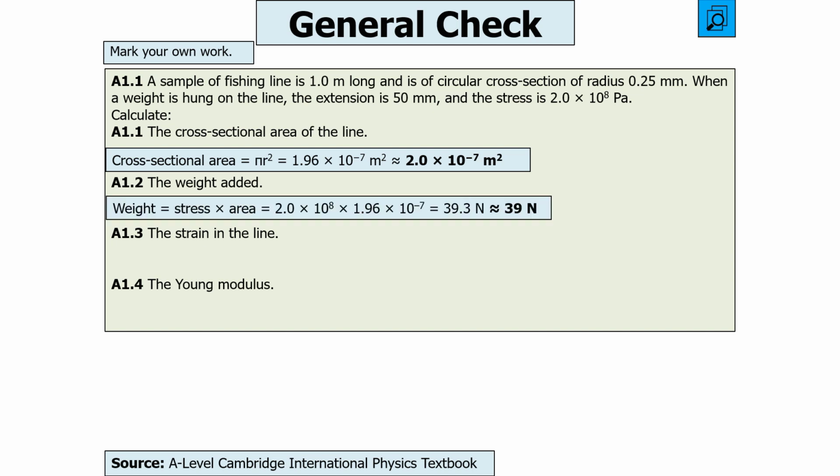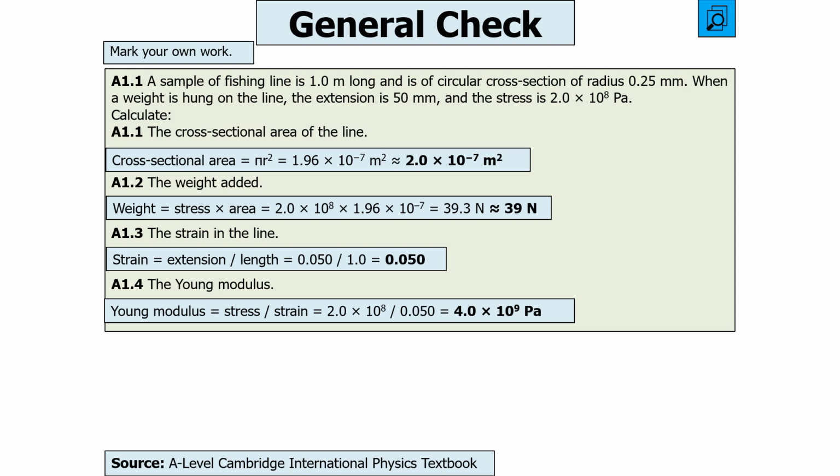So therefore, weight is equal to stress times area, because we know stress is force over area, and the force in this instance is the weight. Pop in all the numbers and we get 39 newtons. Strain is extension over length. Now we know both these values, we've been given both this information, but they've got to be in the same unit, so we'll convert our millimeters into meters and we get 0.050. And then finally the Young modulus is stress over strain, so you can pop in those two values and we get 4.0 times 10 to the 9 pascals.